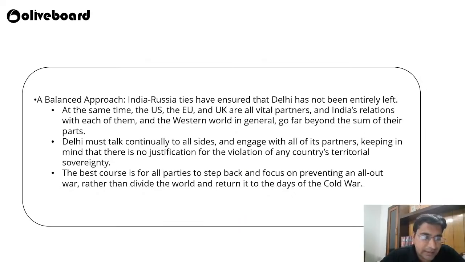So at the last, this can be your concluding work. A balanced approach: India-Russia ties have ensured that Delhi has not been entirely left out. At the same time, the US, UK, and all the vital partners of India have to make sure that they remain in a proper relationship. They should not go far behind, and they should not blame each other regarding the Russia and Ukraine crisis. So Delhi must keep on talking to all its partners, and we have to make sure that there is no justification for violation of any country's territorial sovereignty.